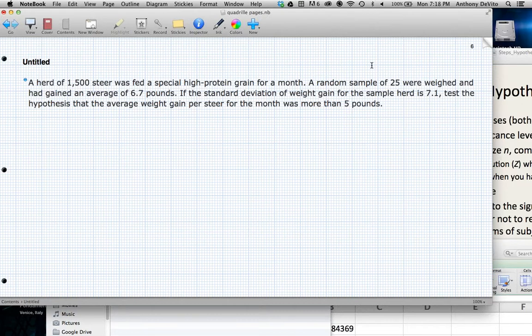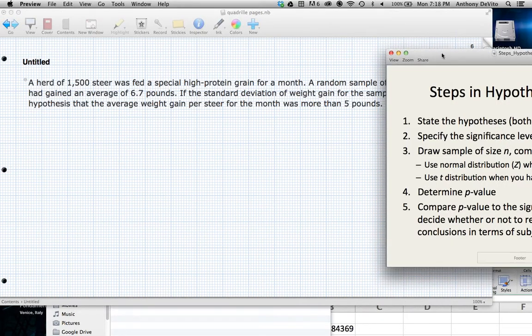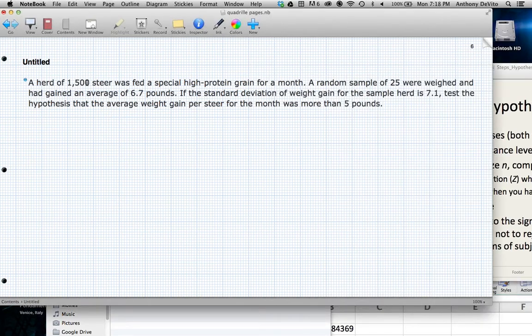Okay, so now let's take a look at our five things we want to do. First thing I want to do is state the null and the alternative hypothesis. So I'm going to write those in here, H0 and Ha. What's H0? What do we expect the mean to be equal to? 5. What's Ha? Not equal to 5. What's our sample size? 25.